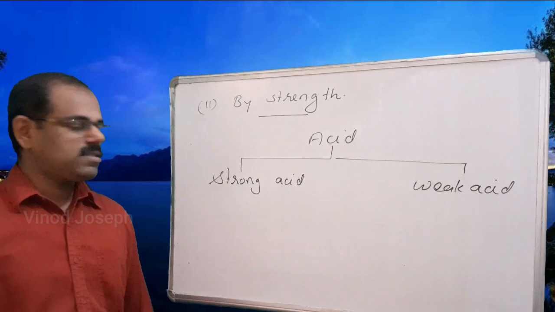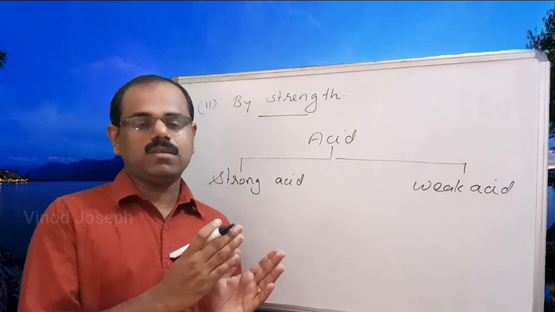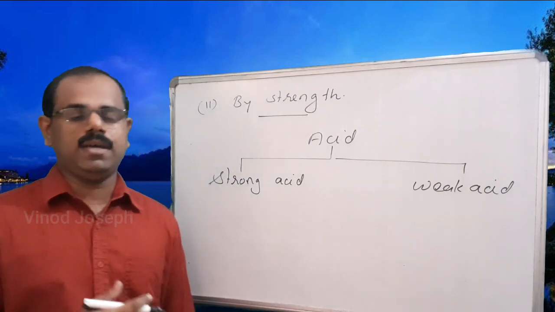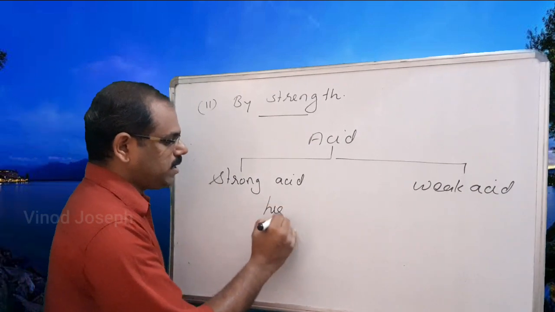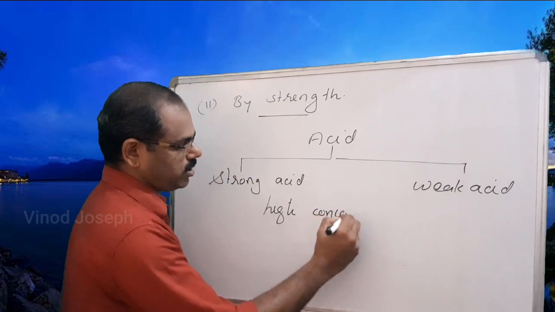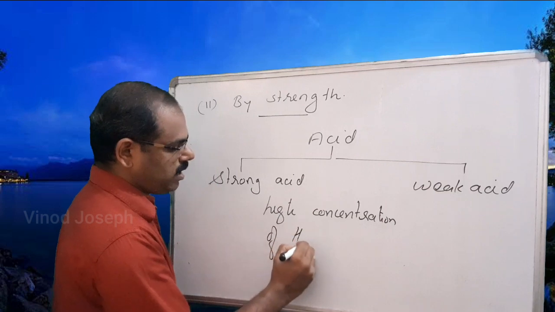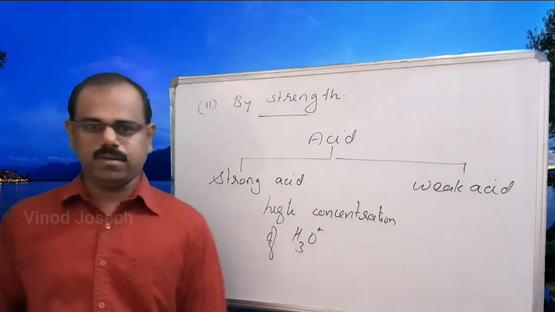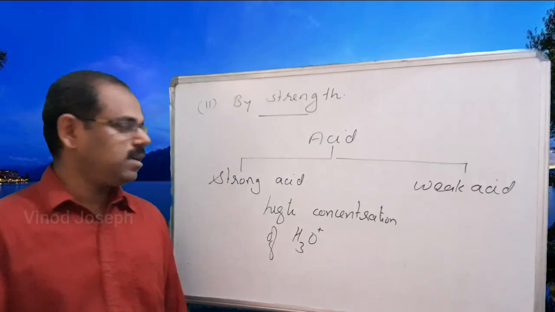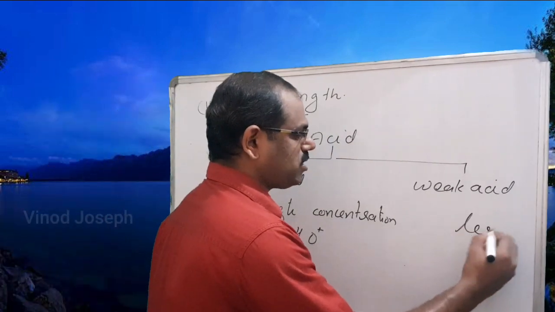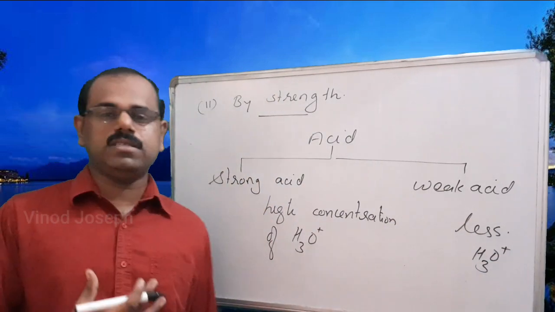Now we see the strength of an acid strictly depends on the concentration of hydronium ions there. So we can say strength of an acid means if it has a high concentration of hydronium ions, H3O plus ions. If there is a large concentration, we say it is a strong acid, or if there is less concentration of hydronium ions, it means the acid is a weak acid.